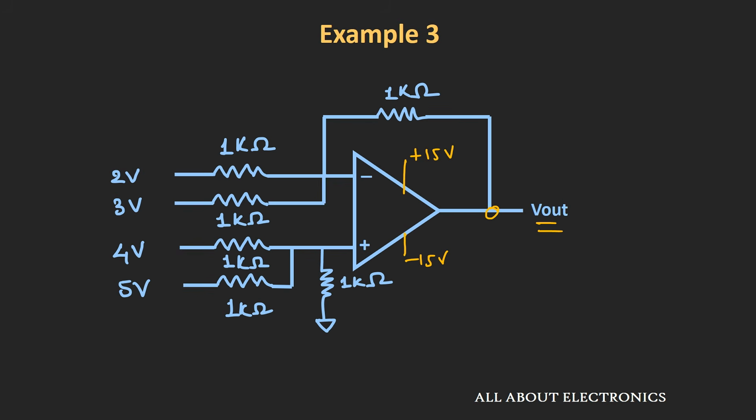So here instead of single input voltages, we have applied multiple input voltages at the inverting and the non-inverting terminal, and we need to find the output voltage of this configuration. And here once again assume that the biasing voltages for this circuit are plus 15 and minus 15 volt. So try to solve this example by yourself and do let me know your answer in the comment section below.